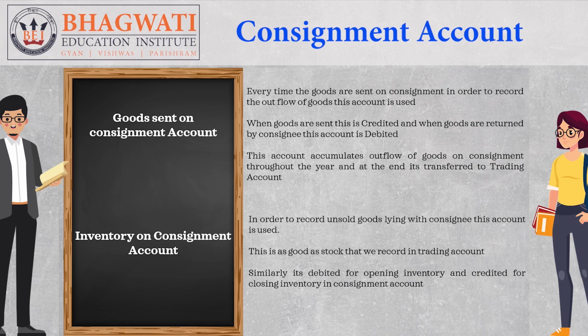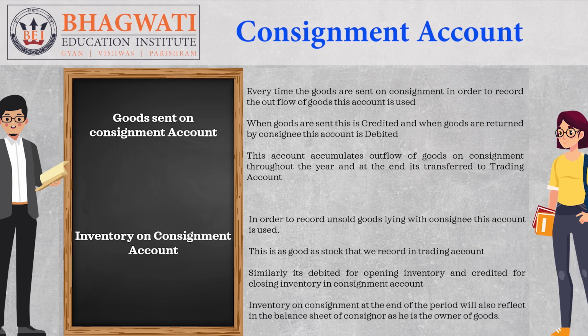If we have some opening goods, opening stock, then we record inventory on consignment on the debit side of consignment account, just like we write opening stock on the debit side of trading account. And if we have some inventory at the end lying with the consignee unsold, we will credit this to consignment account, just like we credit closing stock to our trading account. And as you know, this is nothing but my stock. So inventory on consignment at the end of the period should be recorded in the balance sheet also in the books of consignor, because he is the owner of this particular goods.